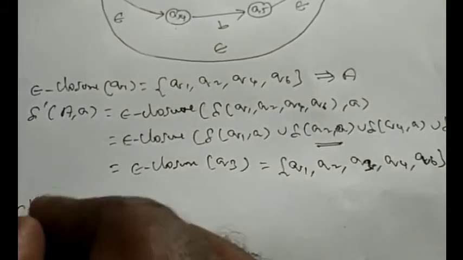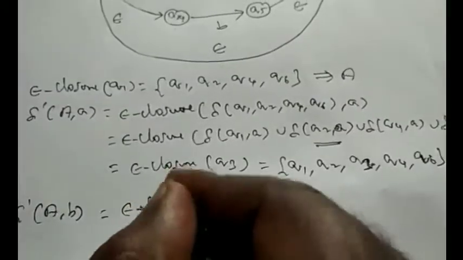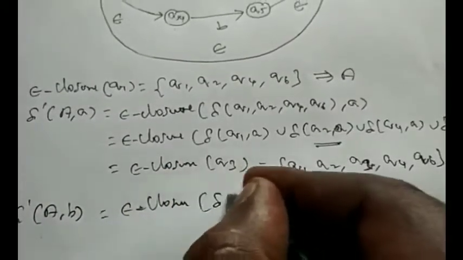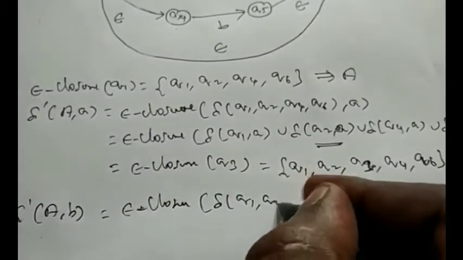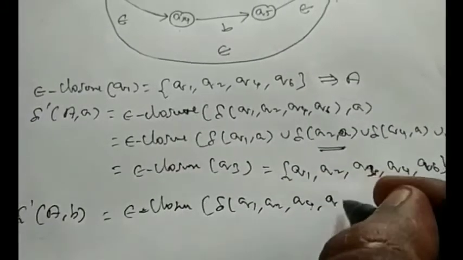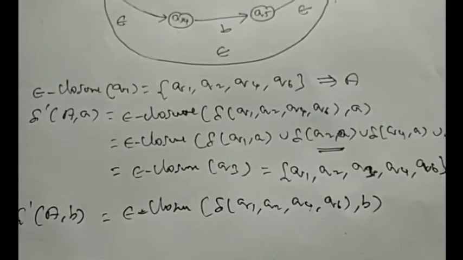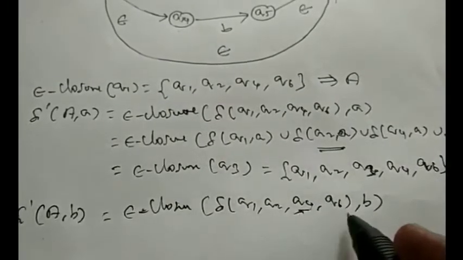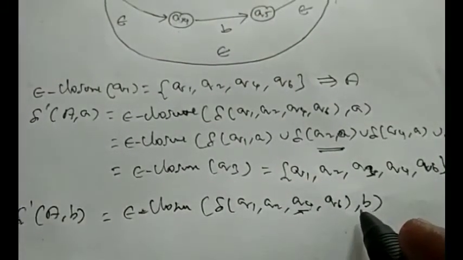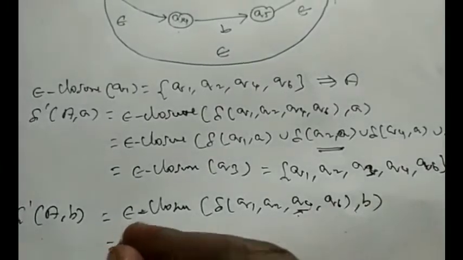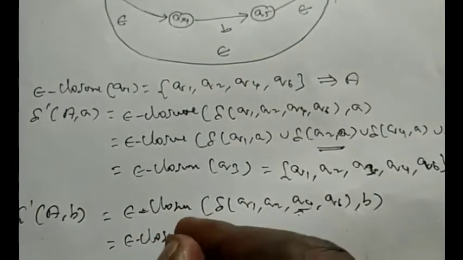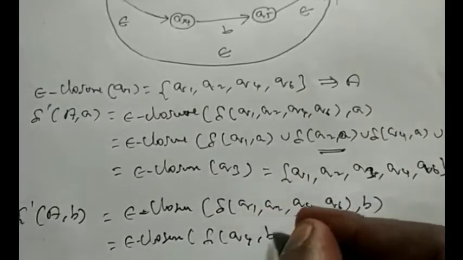So delta dash of (A, b) is equal to epsilon closure of delta of (Q1, Q2, Q4, Q6) with b. Okay, so where can b be applied? Only in Q4 I can apply b. The rest of the things will generate phi only. Only in Q4 I can apply b. So epsilon closure of delta of (Q4, b).